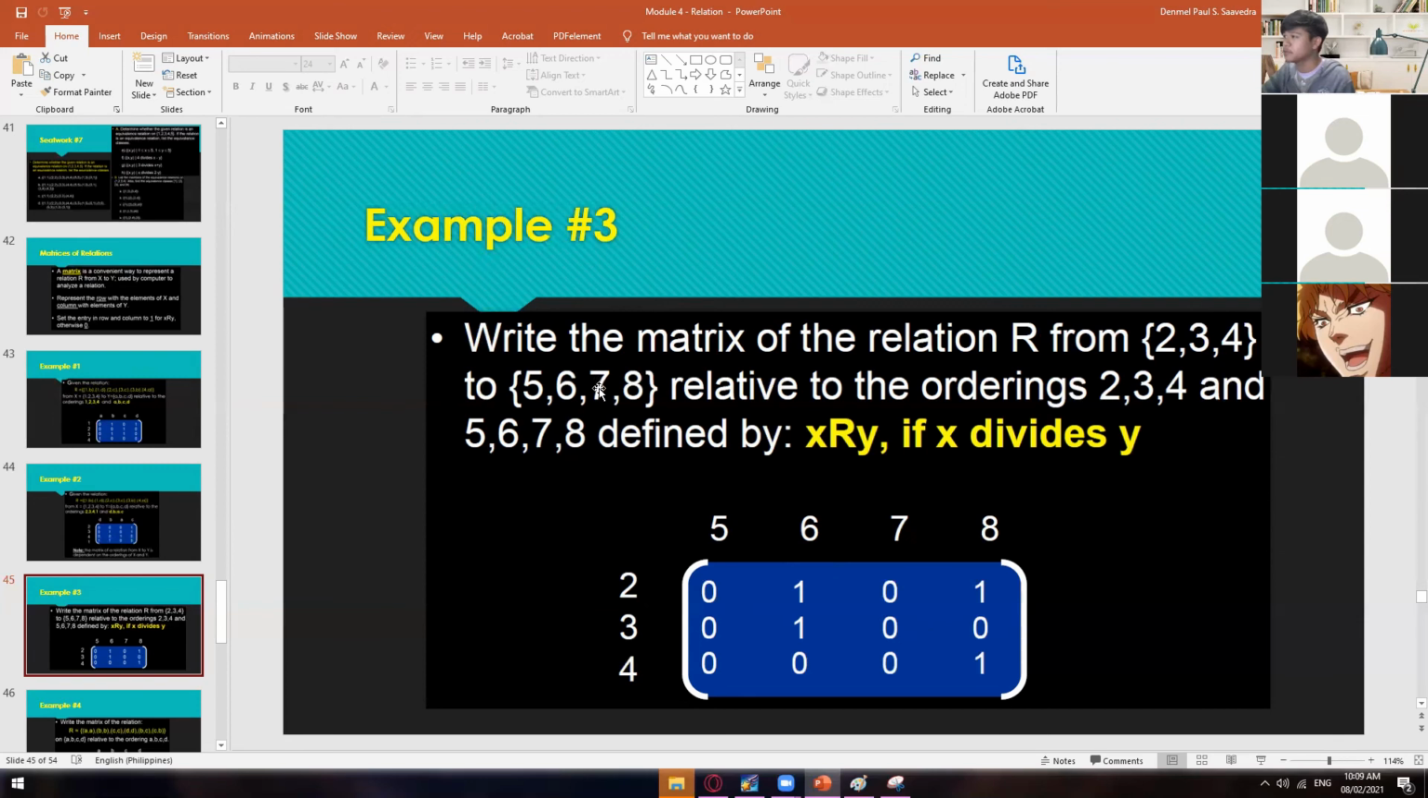How about 7, 2? No. 7, 3? No. 7, 4? No. But for the 8, we have 8, 2 and 8, 4. So 8, 2, and then 8, 4. Okay. Did you guys understand example number 3?